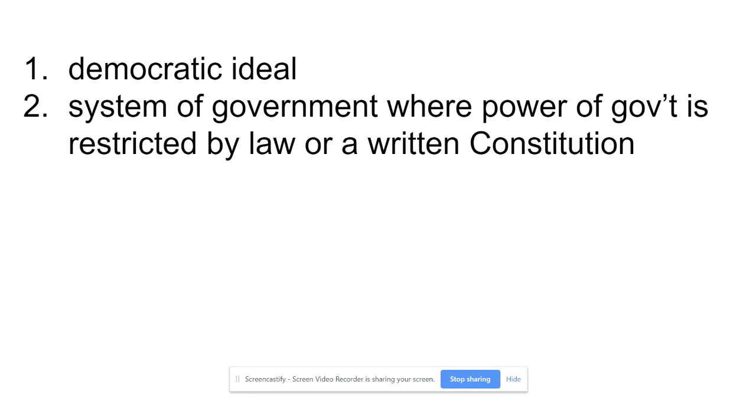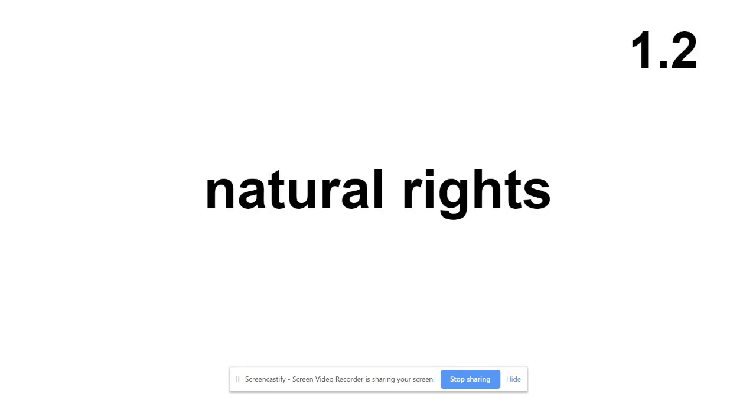I'm going to move on. So if you need to, pause. 3, 2, 1. Moving on. All right, 1.2, natural law. Natural rights, I should say. It is called natural law at times, but natural rights. So think of natural, nature.